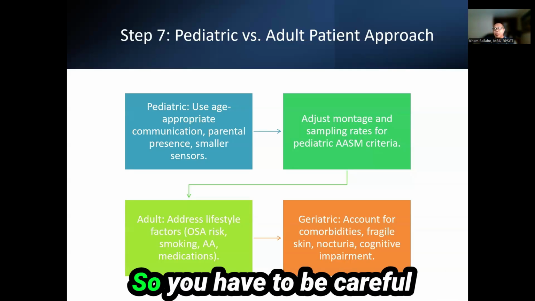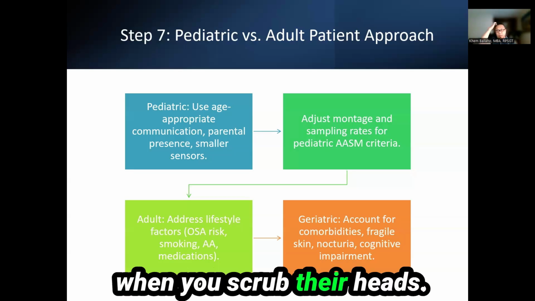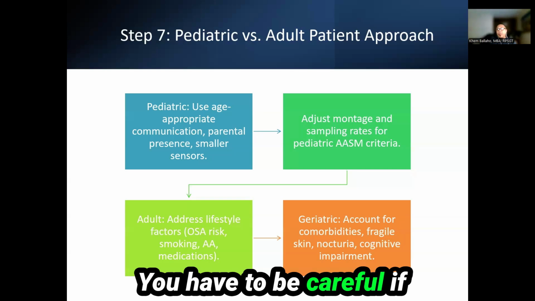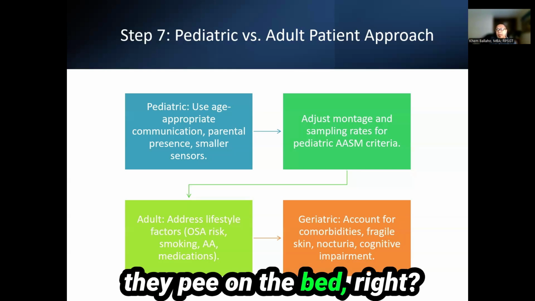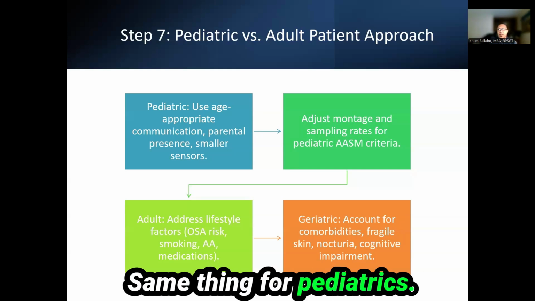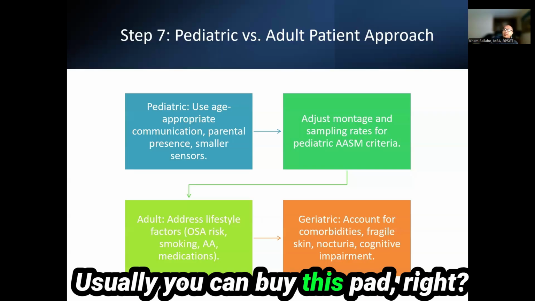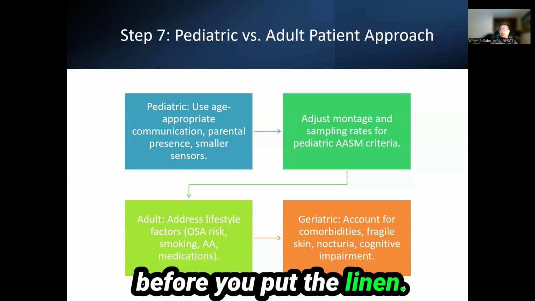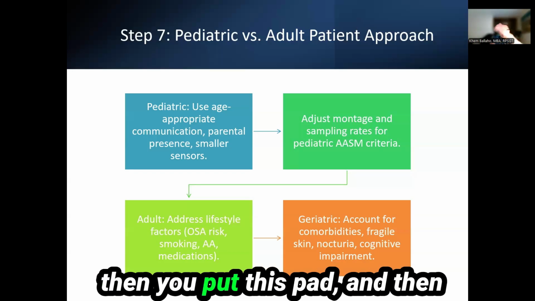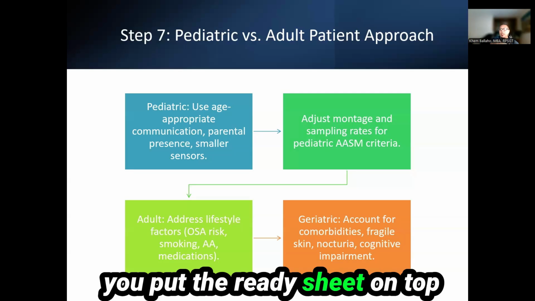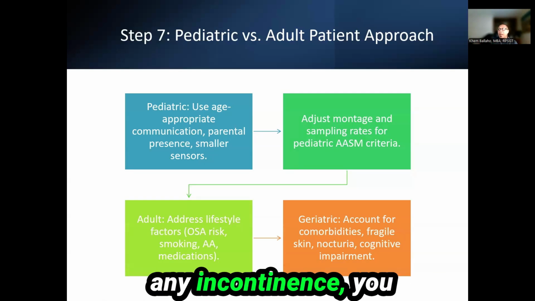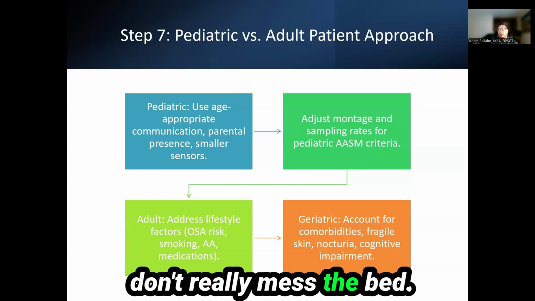They're more fragile. So you have to be careful when you scrub their heads when you're putting the electrodes. You have to be careful if they pee on the bed, right? Same thing for pediatrics. Usually you can buy this pad, right? It's a waterproof pad. You put it on the bed before you put the linen, or you put your bed sheet, and then you put this pad and then you put another sheet on top before the patients lay down. So if they end up having any incontinence, you don't really mess the bed.